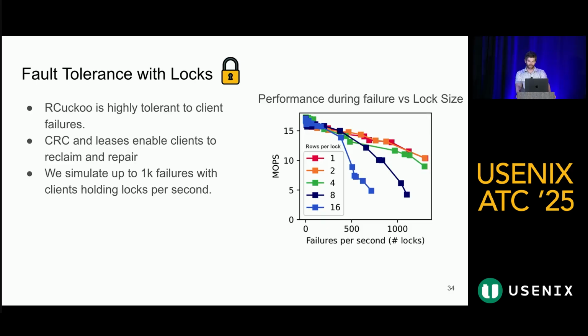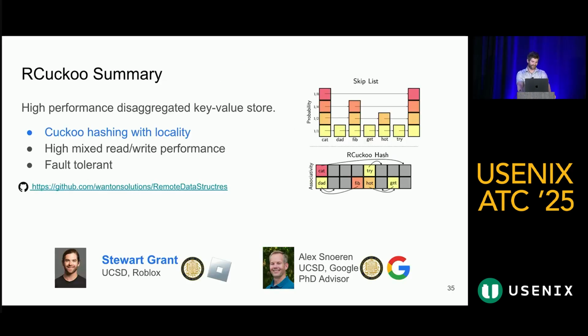So in summary, we developed a high-performance cuckoo-hashing algorithm for disaggregated memory. It performs really well on read-heavy, write-a-little-bit workloads, and we developed a novel fault tolerance protocol for it.